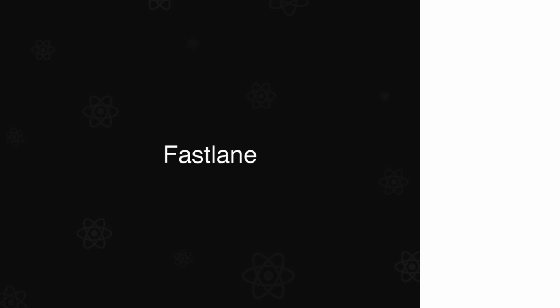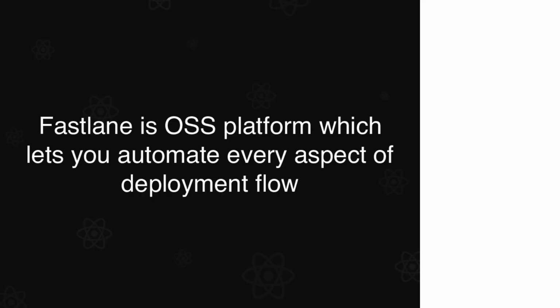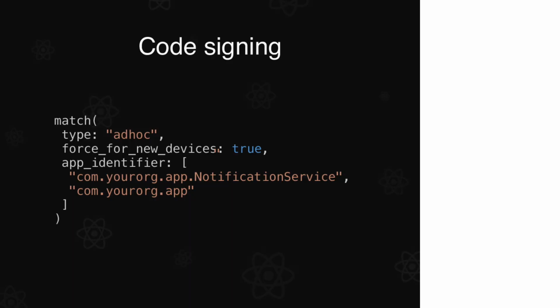Fastlane is an open source platform built by developers for developers, making all of the signing or deployment tasks really simple. It's built using Ruby, but the syntax of Fastfile is pretty straightforward. Let's start from code signing. It can be a painful aspect of iOS development. With Fastlane, it's just easy.